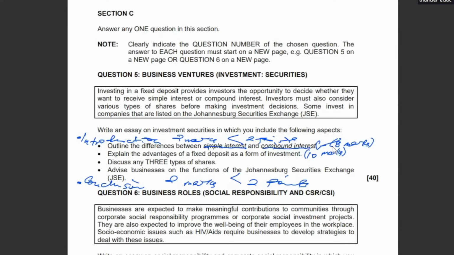Explain the advantages of a fixed deposit as a form of investment. A fixed deposit is very important because interest is earned at a fixed rate, regardless of changes in the economic climate. The second point, the period of investment can be over a short, medium, or long term.